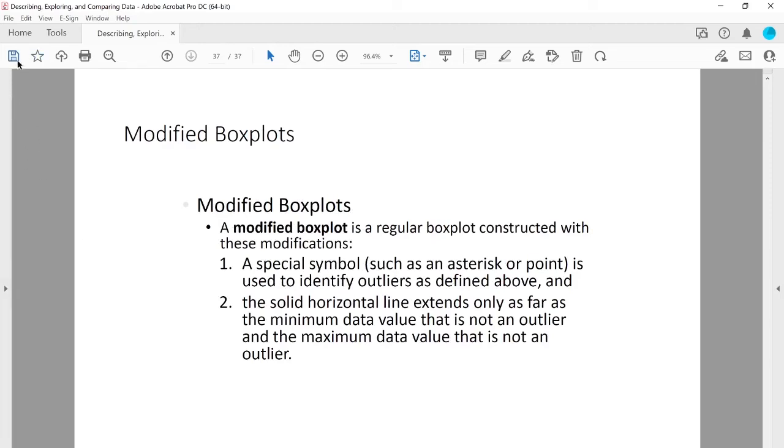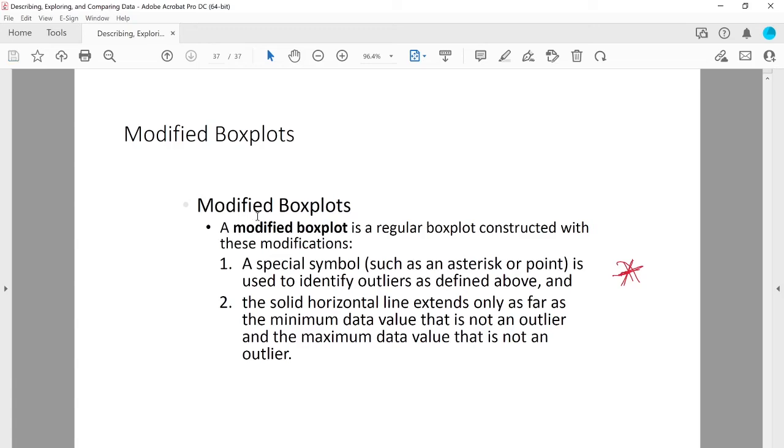So, a modified box plot is a regular box plot constructed with this modification. A special symbol such as an asterisk or point is used to identify outliers as defined above. So these are the methods for finding the outlier, and we can use this asterisk sign to denote the outlier. The solid horizontal line extends only as far as the minimum data value that is not an outlier and the maximum data value that is not an outlier. So this is how we can find out the box plot.